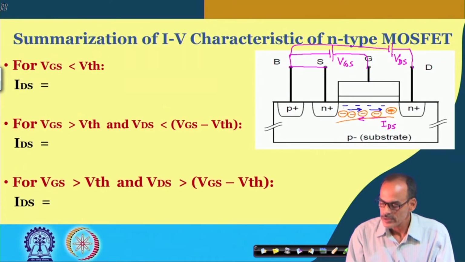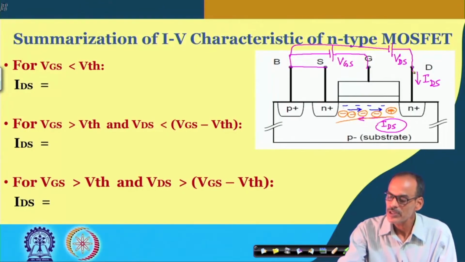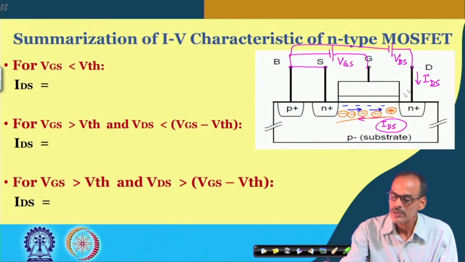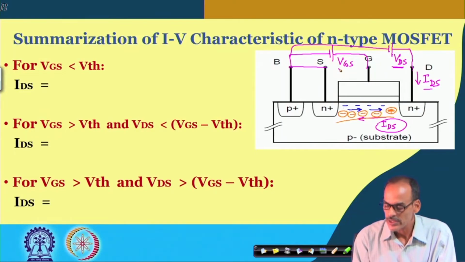Anyway, IDS is flowing here from the terminal side; we will see this is the IDS. As circuit designers we may not know what other things are happening internally, but from the terminal we can say that some current is flowing and that current is coming back here, and this current is produced by the combination of VDS and VGS. So, let us see the IV characteristic for different conditions of these voltages, and let us summarize that.